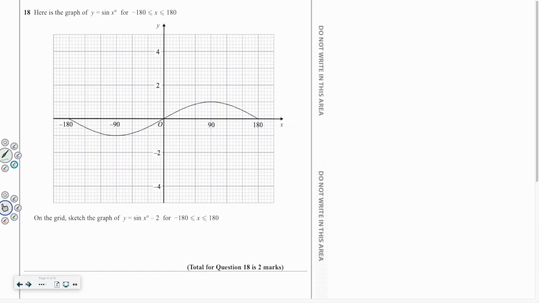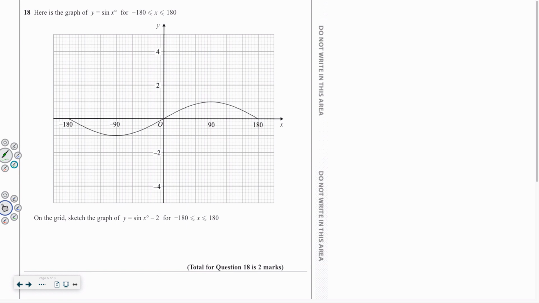Okay, having a look at this question, it says here is the graph of y equals sine x for x between negative 180 and 180, and those extremes. It says on the grid, sketch the graph of y equals sine x minus 2 for negative 180 and 180 and those extremes. So what we've got here is the graph of sine x, and hopefully you're familiar with that graph.